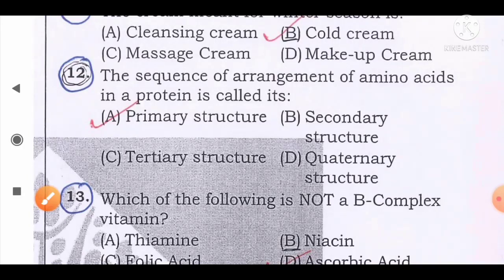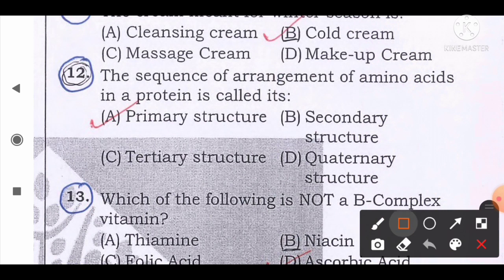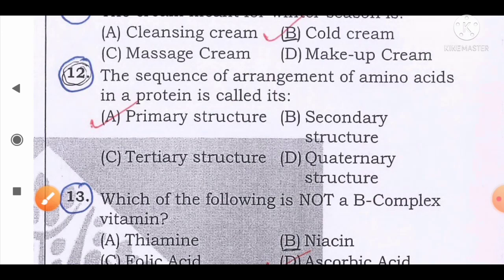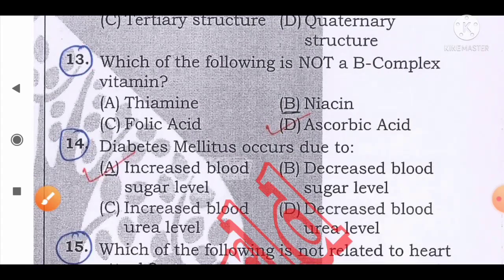The sequence of arrangement of amino acid in a protein is called its A, primary structure, B, secondary structure, C, tertiary structure, D, quaternary structure. So here, the sequence of arrangement of amino acid in a protein is called primary structure. So option A, primary structure, is the correct answer for this question. Move to the next question, number 13.